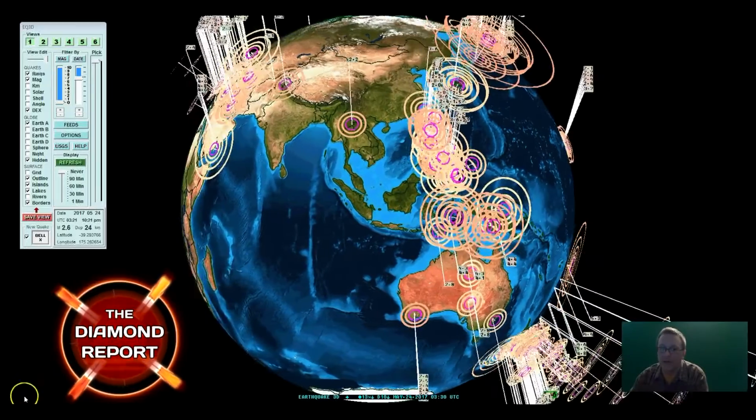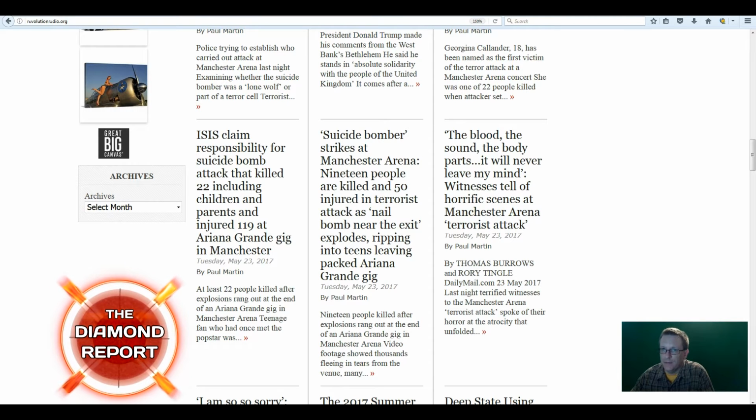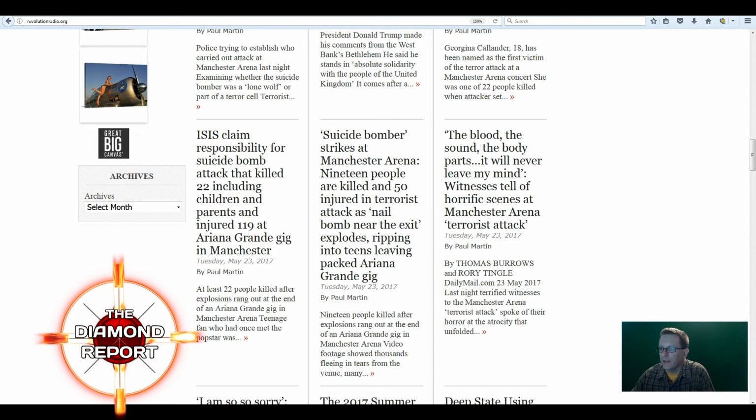All right, let's move on to the headlines. ISIS claim responsibility for suicide bomb attack that killed 22, including children and parents, and injured 119 at Ariana Grande gig in Manchester. And as I said last night, ISIS is living up to what they said, that London would be next on their hit list, and that seems to be proving to be the case.